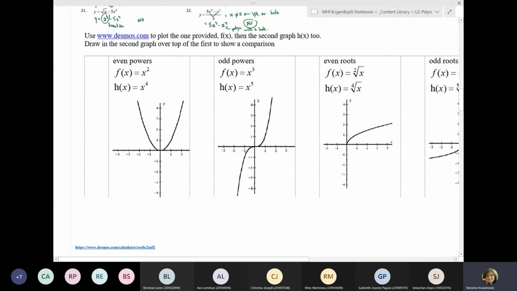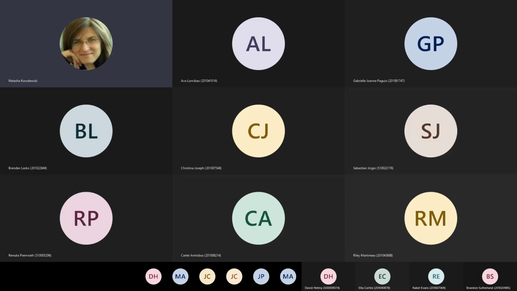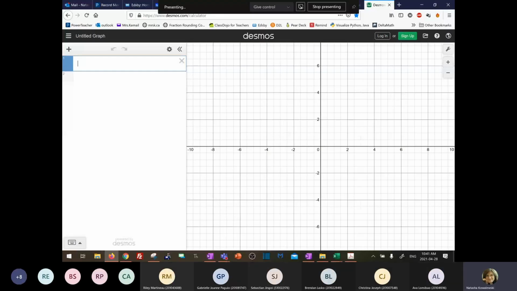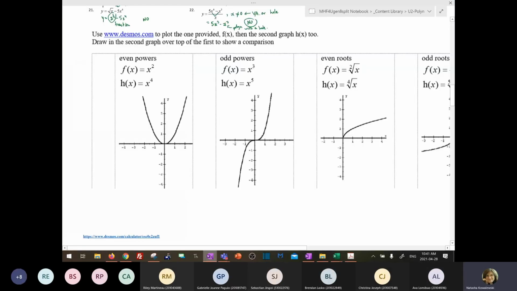to open up desmos.com. Let me change how I share the screen though. I need to share a screen in such a way that you would be able to see everything. So let me just change that up. And what I'm going to plot here is, let me remind myself, x squared versus x to the 4.